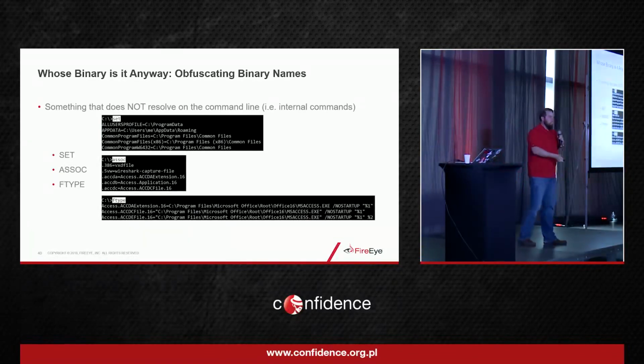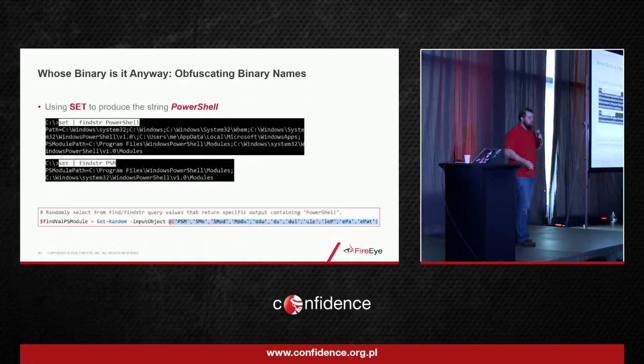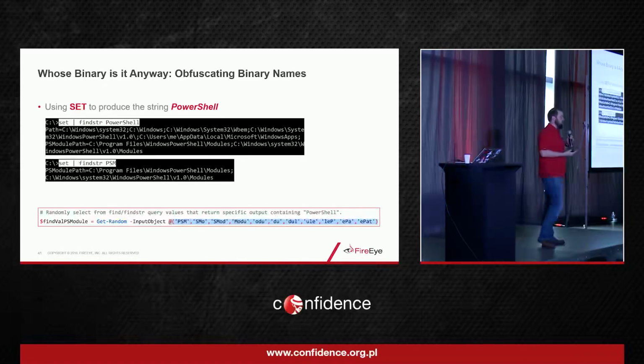At the end of the day, running these commands will produce a lot of standard output that happens to contain the strings CMD and PowerShell somewhere in the output. So how can we take advantage of that? Let's look at the set example. If I do set, findstr PowerShell, then 2 environment variables come back: the path and the PSModulePath.